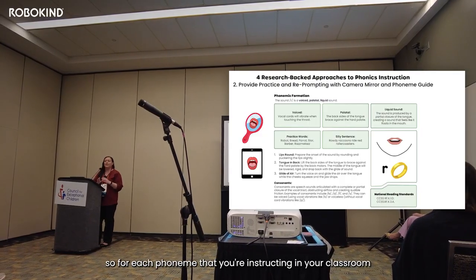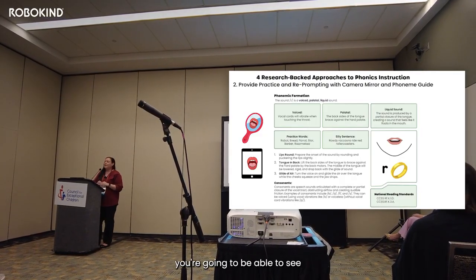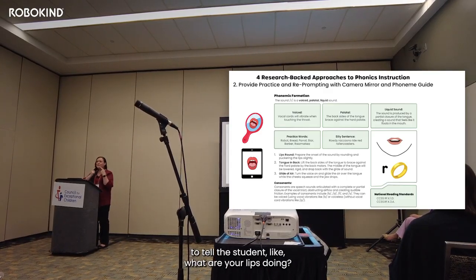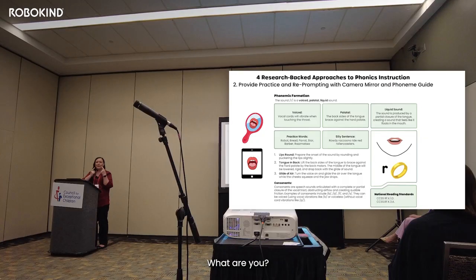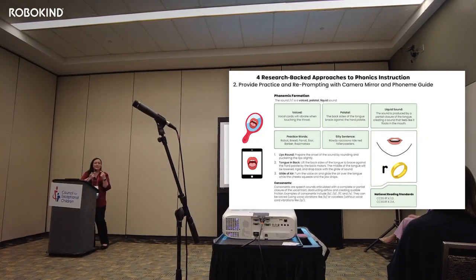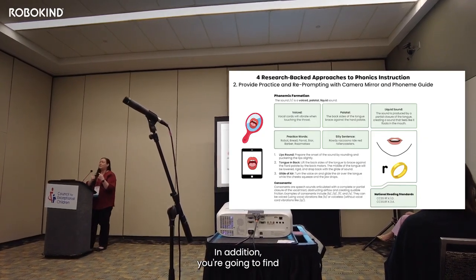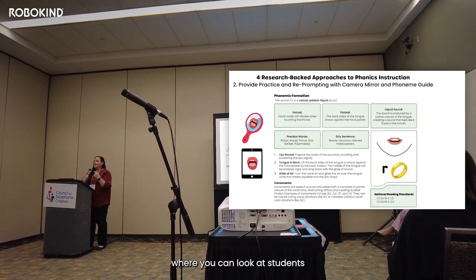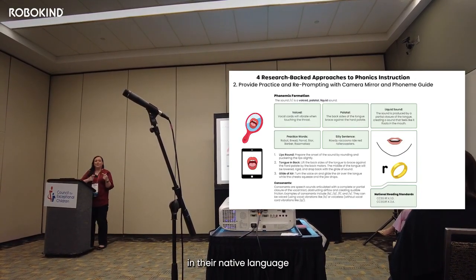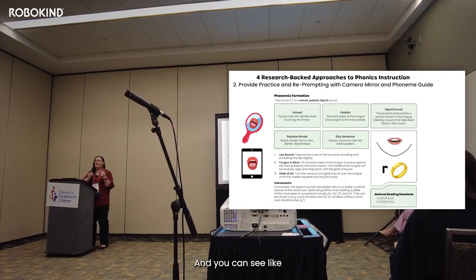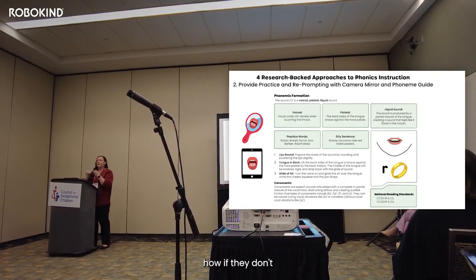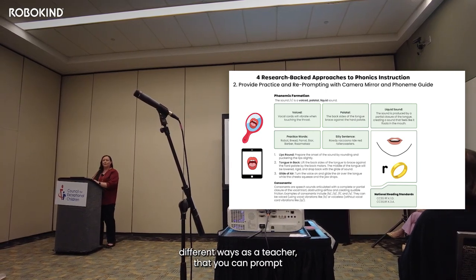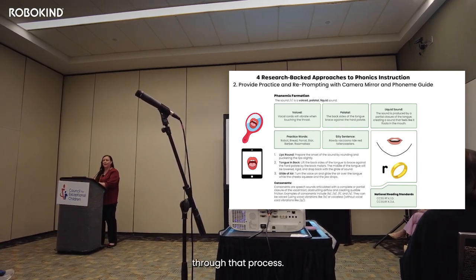For each phoneme that you're instructing in your classroom, you're going to be able to see the directions that you need to tell the student, like, what are your lips doing? What is your tongue doing? What are your teeth doing with this sound? And so you can reference that. In addition, you're going to find an English language learner guide where you can look at students' native language for each phoneme, and you can see, if they don't have that current sound in that language, different ways as a teacher that you can prompt them and help guide them through that process.